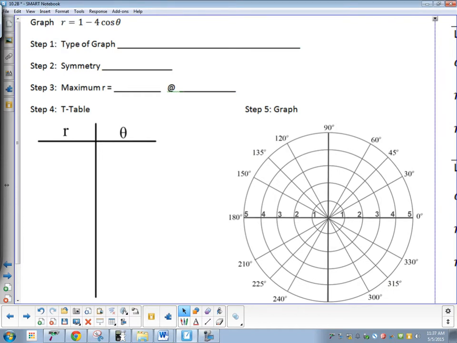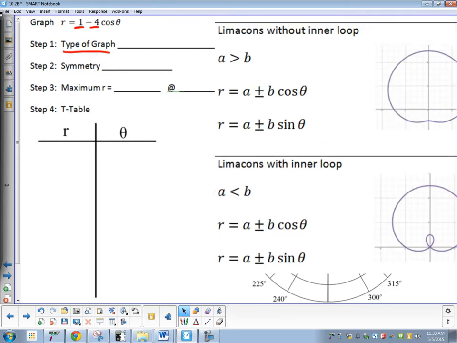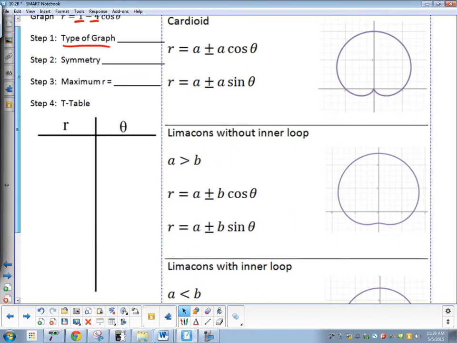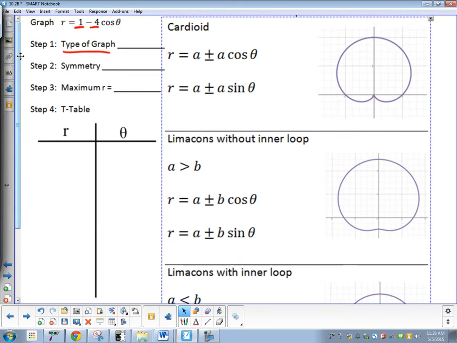So we start off graphing 1 minus 4 cosine theta. First thing I need to do is decide what type of graph it is. To make that decision, we're looking at the A and the B value and looking at the back of our unit circle, which is this thing right here. So A and B, 1 and 4, are they equal numbers? No, so it's not like the last one.